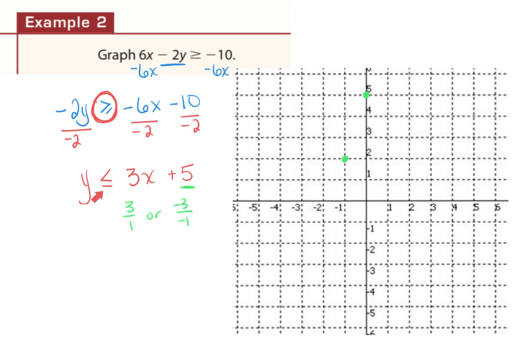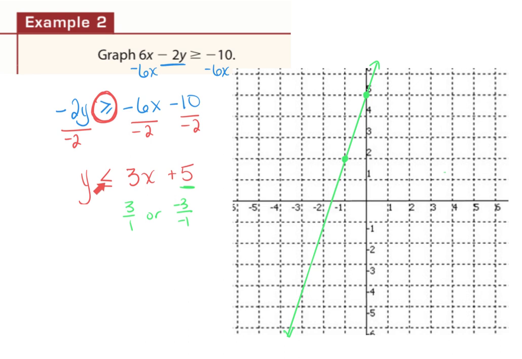Now I decide, is it solid or dashed? Well, according to this, it's going to be solid. So I am going to draw a solid line between those 2 points. And once I have my solid line, I need to decide which side of the graph I need to shade.